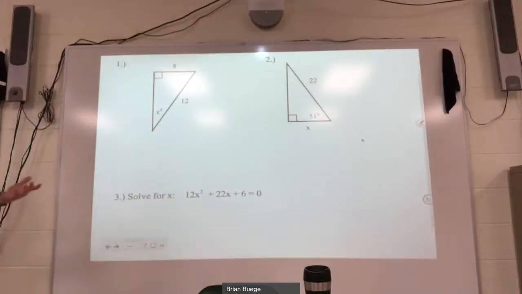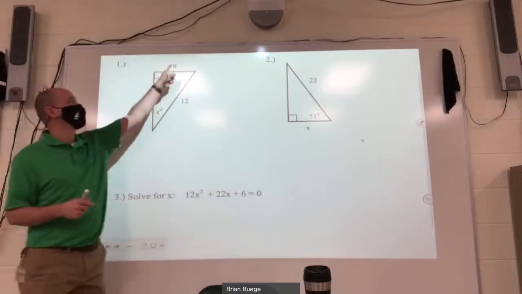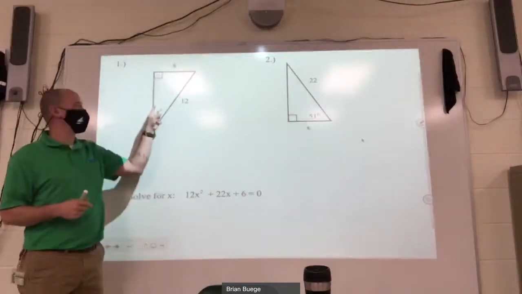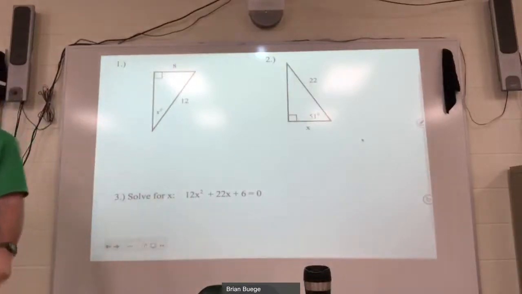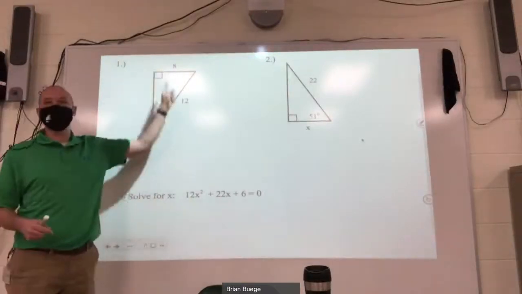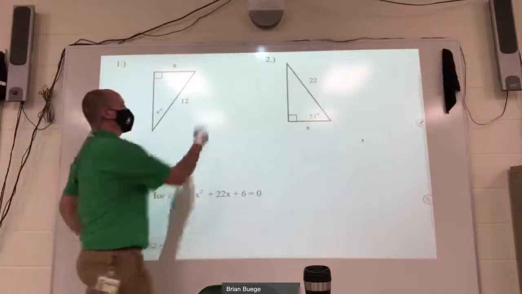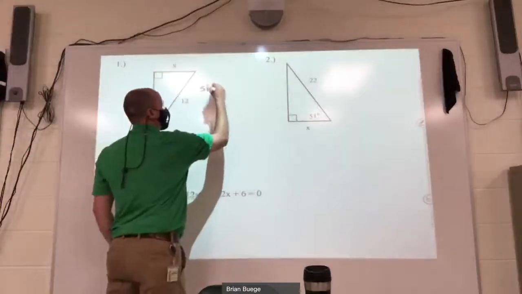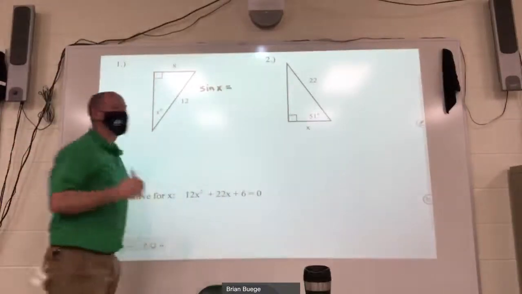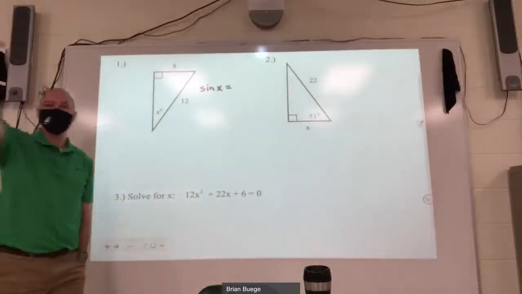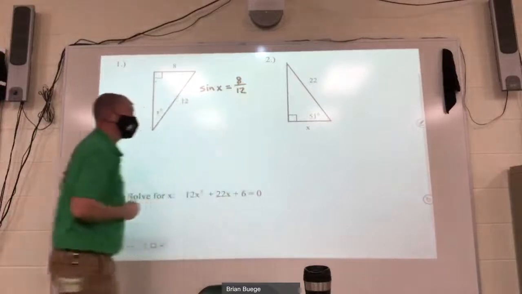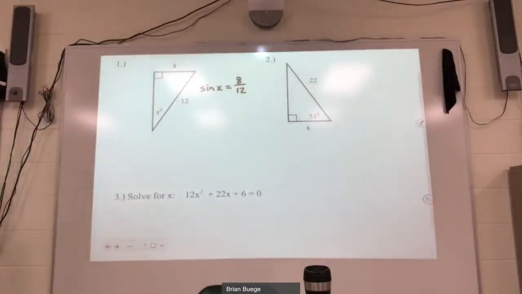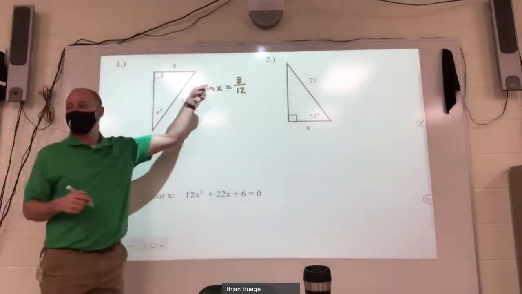Okay? And so if we take a look, 8 is the leg opposite the angle I'm looking for. 12 is the hypotenuse. And therefore, opposite and hypotenuse, that means this is a sine problem. We take the sine of x equal to, by definition, opposite leg over hypotenuse. So in this case, 8 over 12. And now here's where the inverse comes into play. In order to get that x by itself, I've got to get the sine out of there.